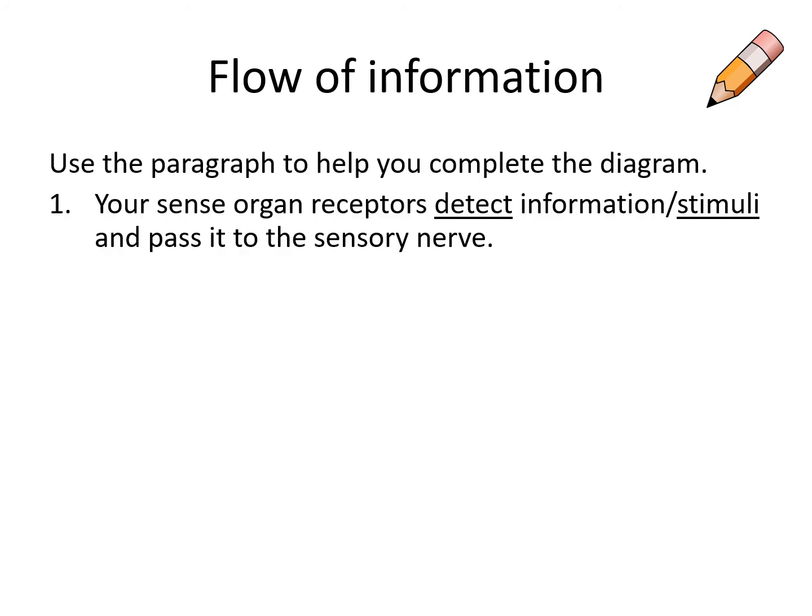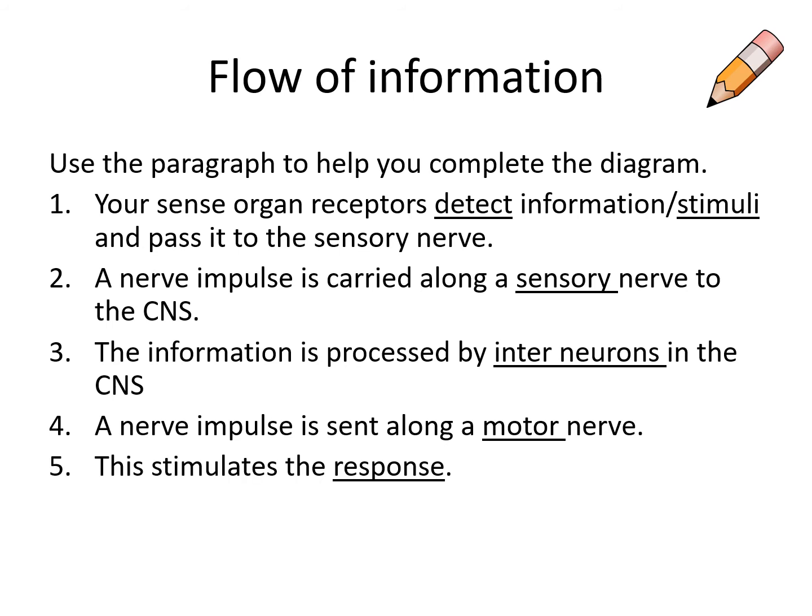You should use this paragraph to help you complete the diagram that's coming up next, and you would also make a note of this. So the paragraph is that your sense organ receptors detect information, so the stimuli, and this passes the information onto the sensory nerve.